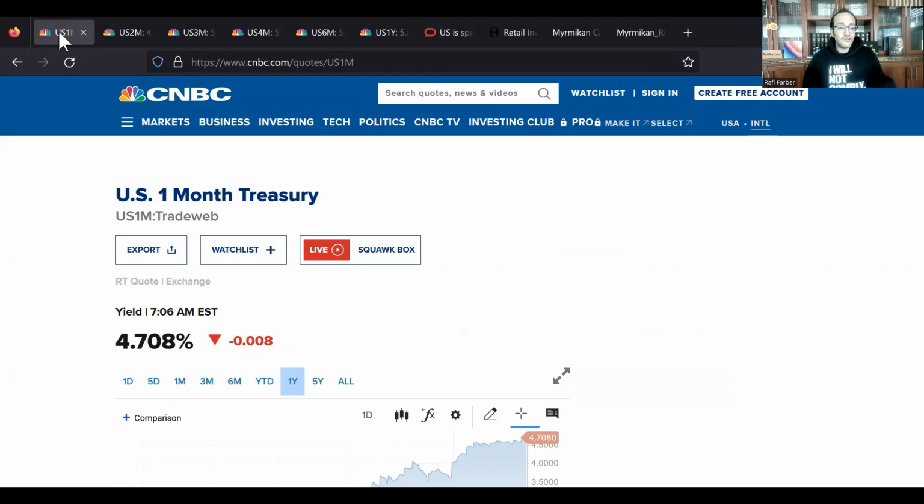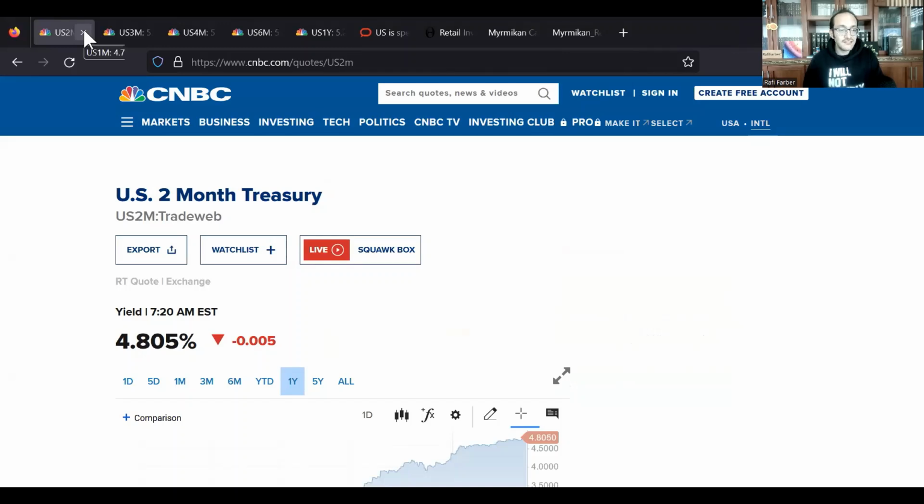And now let's go through each of the interest rates of all the securities on the T-bill end of the curve, meaning short-term treasuries. This is what we see. U.S. 1-month treasury rate, 4.71%. Let's go to the 2-month. 2-month treasuries, 4.805%. 3-month treasuries, 5% exactly on the dot.